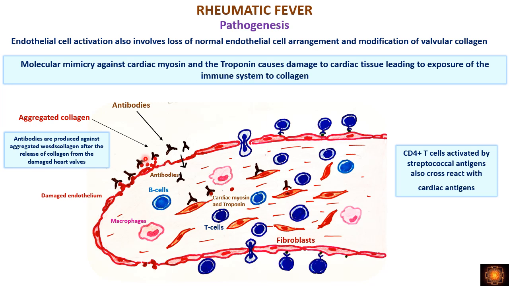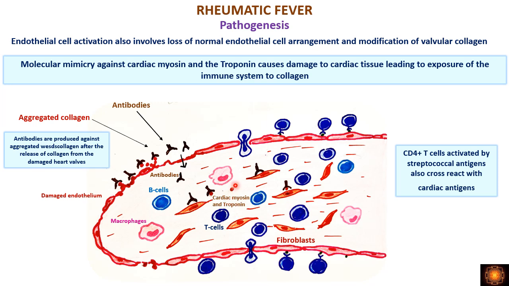Now, this is not an autoimmune reaction, remember. This collagen doesn't have any mimicry with the M protein, but instead, antibodies are formed against this aggregated collagen which is released out when the endothelium is damaged. And slowly, when the endothelium is lost, the antibodies enter into the tissues, and here in the valve tissues, they act against cardiac myosin and the troponin.